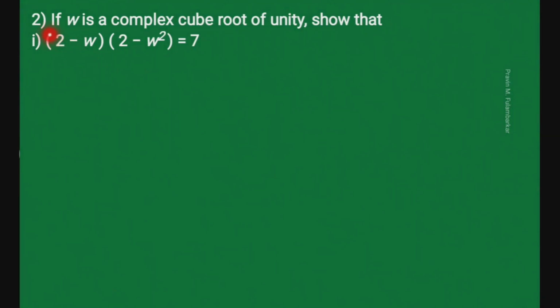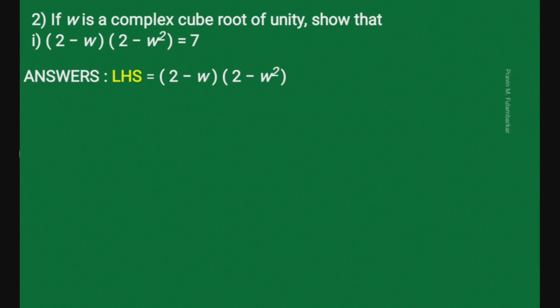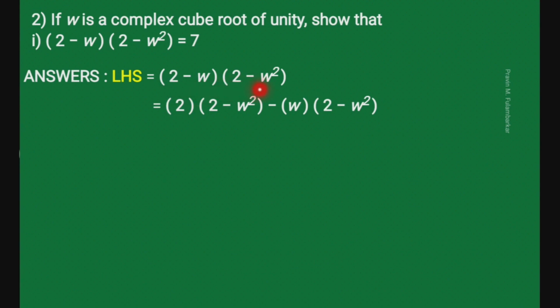Now see main question second. If omega is a complex cube root of unity, show that number 1, 2 minus omega into 2 minus omega square equals to 7. That means we have to consider here LHS, and we have to find the product of those two terms first. So we write here LHS equals to 2 minus omega into 2 minus omega square. So we multiply by 2 to this bracket. So we write 2 into 2 minus omega square. Then we multiply by minus omega. So we write minus omega into 2 minus omega square.